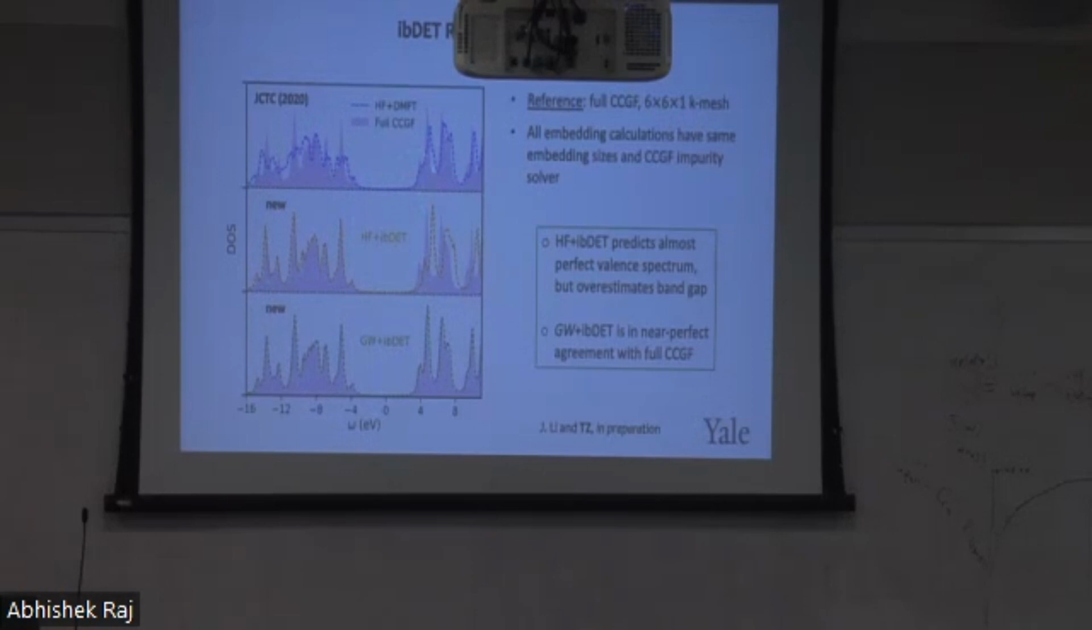But I would argue that before we kind of got lucky to have some error cancellation that forced the band gap to be good. And if we go up to GW, essentially you get the same plot. The GW plus IBDT is the same as the full coupled cluster result. And all of the three have the same impurity size essentially. Okay.